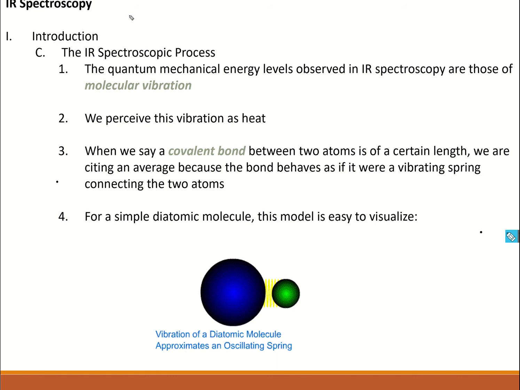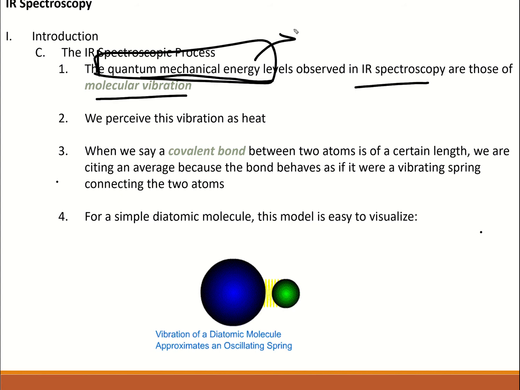Okay, now you know that the quantum mechanical energy levels observed in IR spectroscopy are those of molecular vibrations. If you want to know about the quantum mechanical energy, then you can just go to the computational chemistry lecture and you will find it there. Or maybe I'm going to make another video in detail very soon.